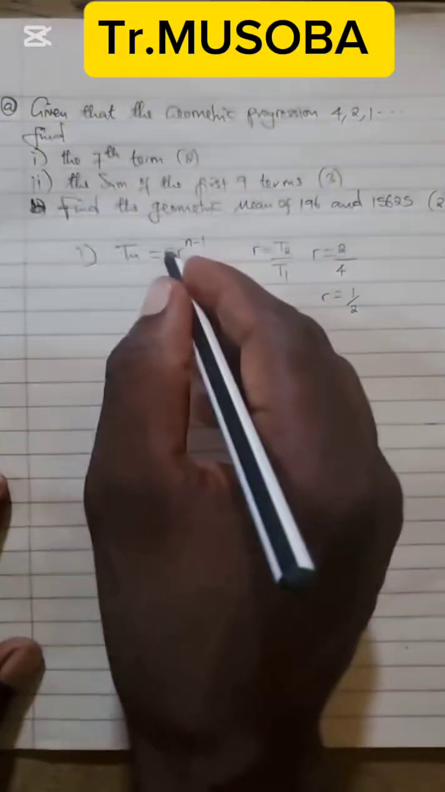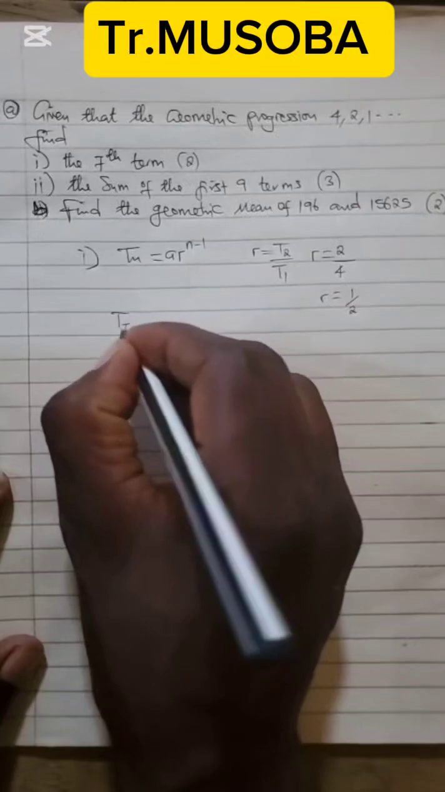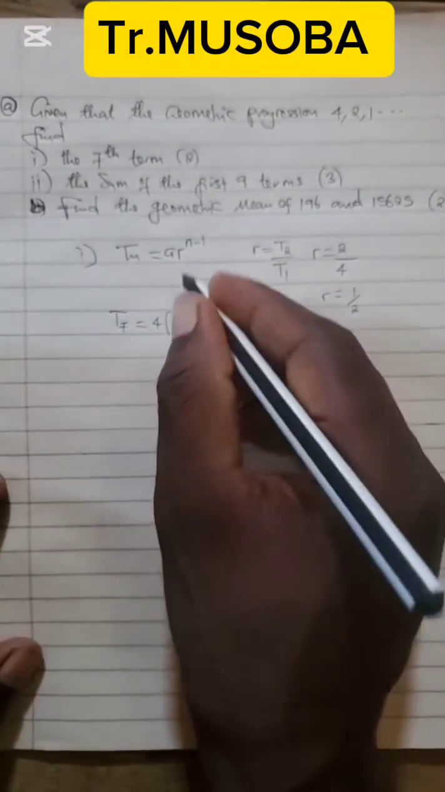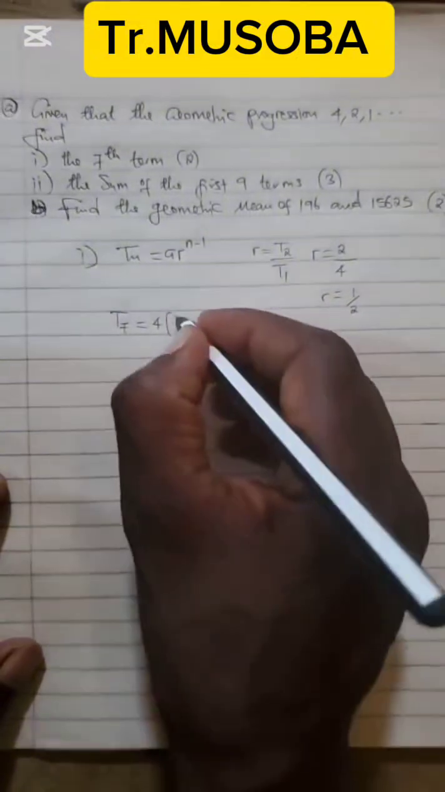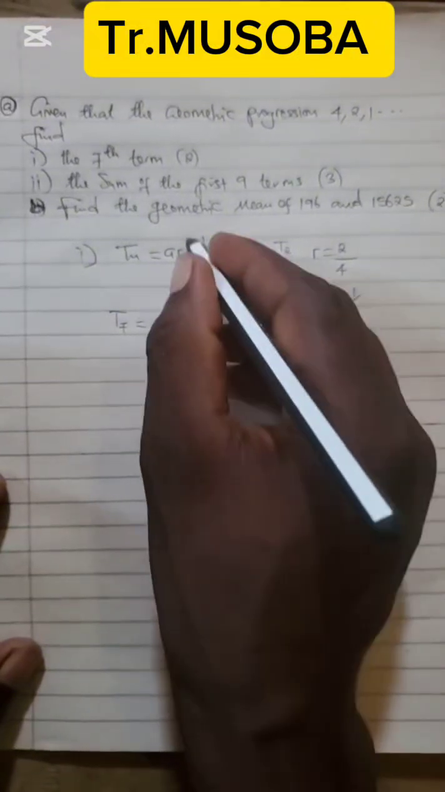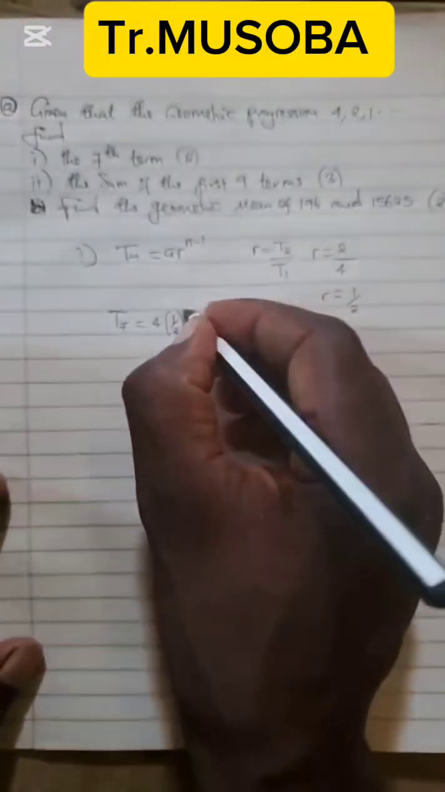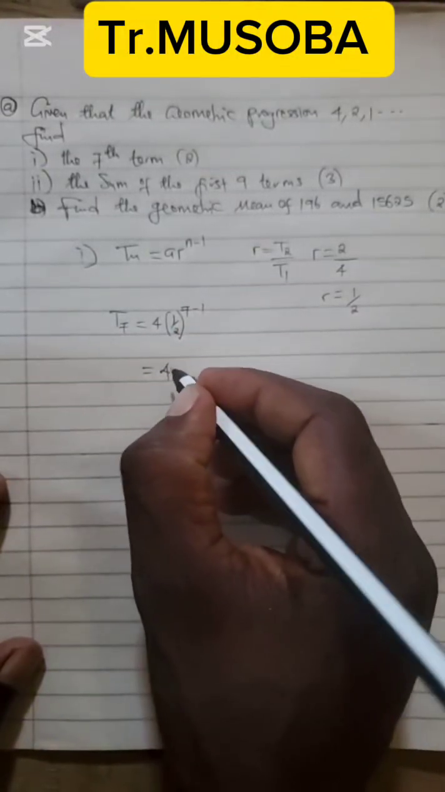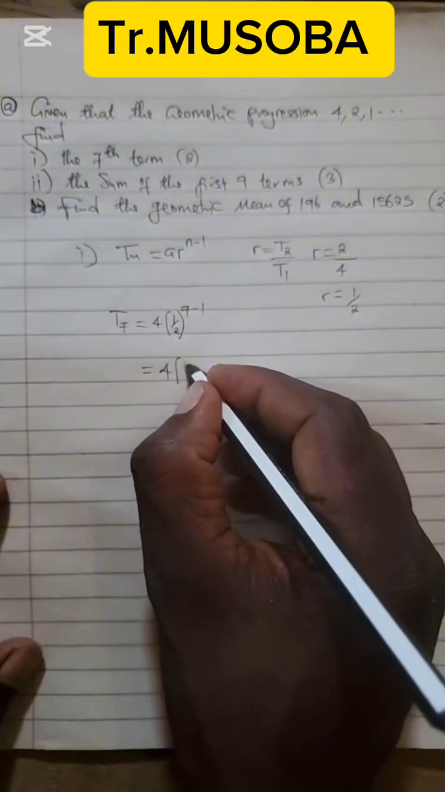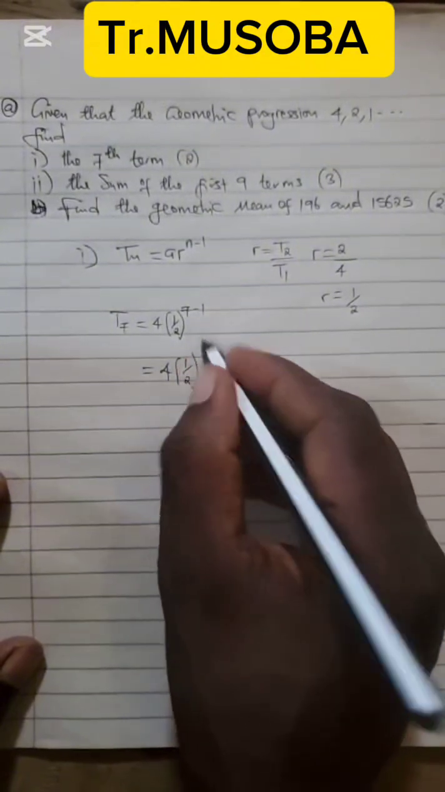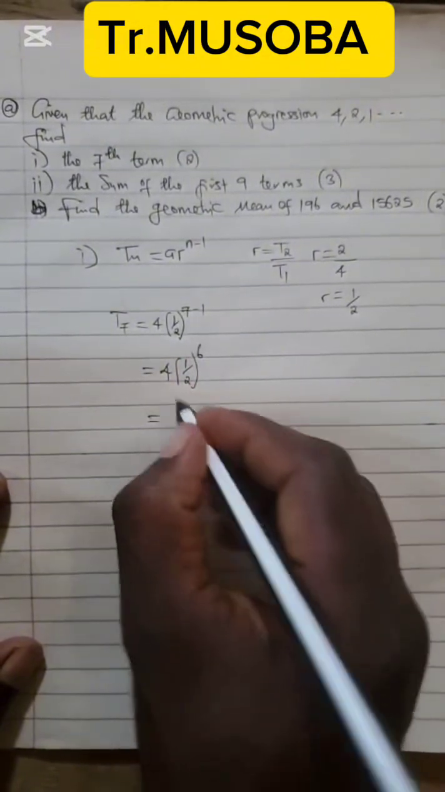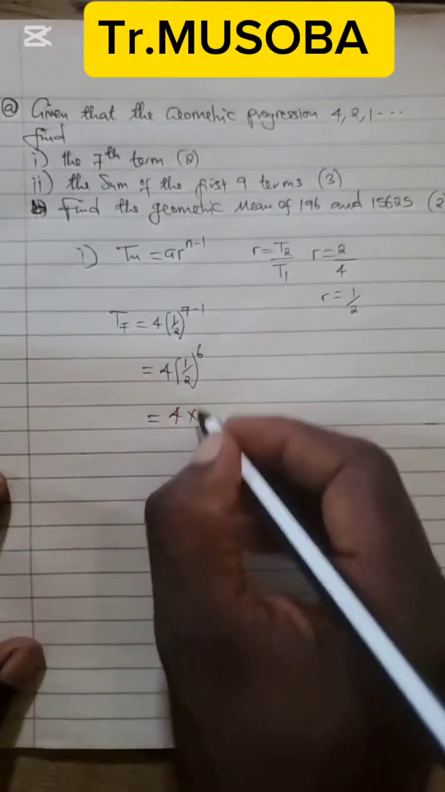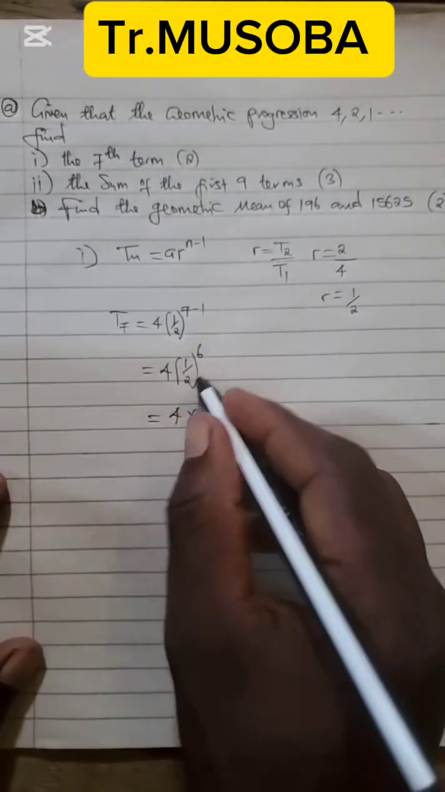Then we can come here. We say T7 is equal to 4, open bracket. What is R? R is 1 over 2. What is N? N is the 7th term, minus 1. Then we have 4 multiplied by 1 over 2 raised to the power 6. So we have 4 times 1 to the power 6, which is still 1, over 2 to the power 6.